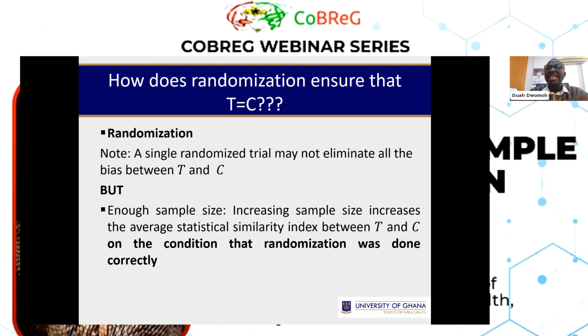Okay, but with enough sample size, and that is the other part of the lecture, what you are trying to do is to increase the probability that there will be no systematic difference between the intervention and the control relative to both the observed and the unobserved factors.